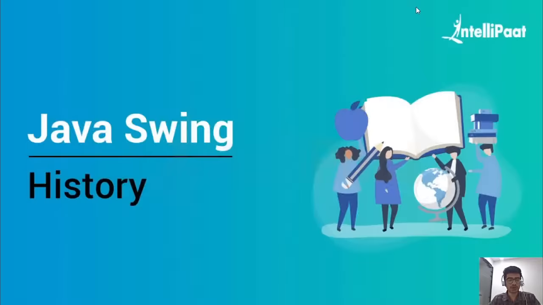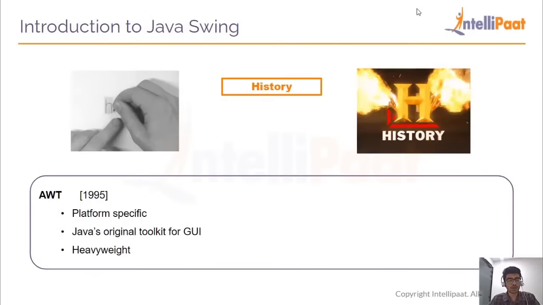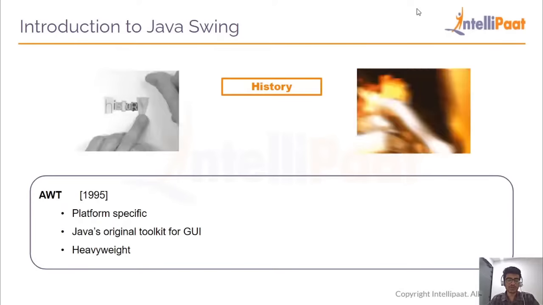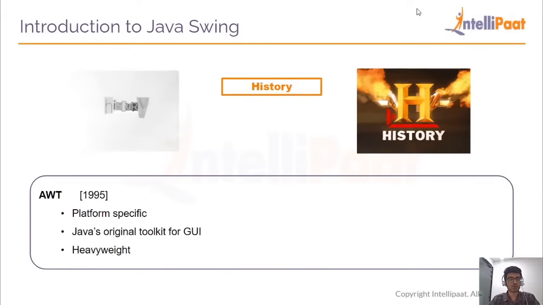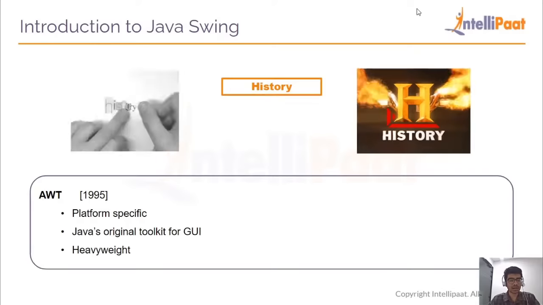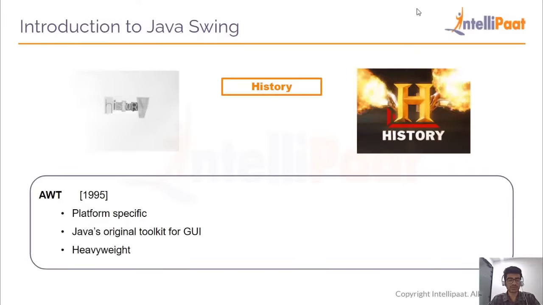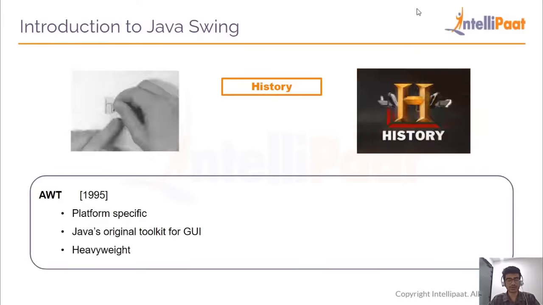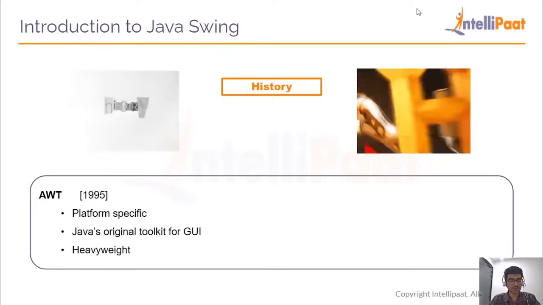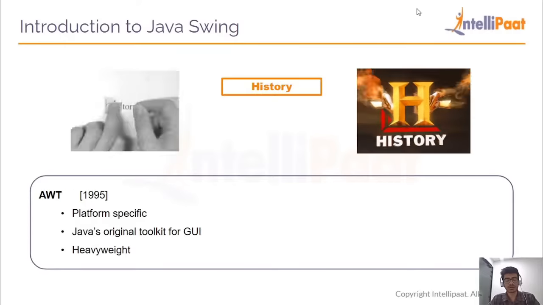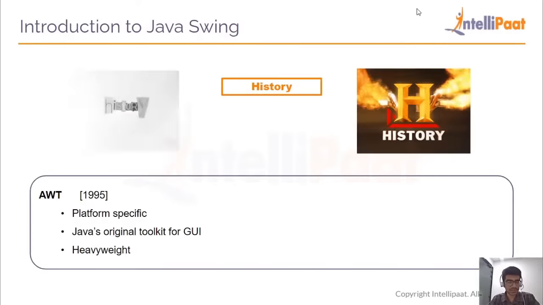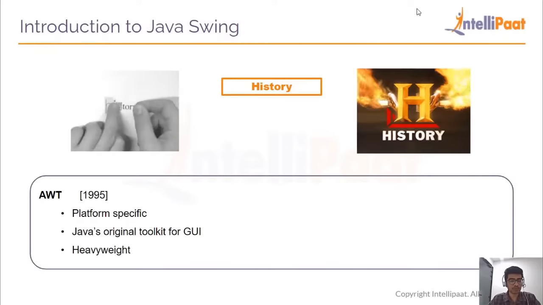Now, moving on to the history. As I've talked about AWT before, AWT stands for Abstract Window Toolkit, and this was Java's original toolkit or framework, you can say, for graphical user interface applications developed for Java based applications, and it was platform specific.